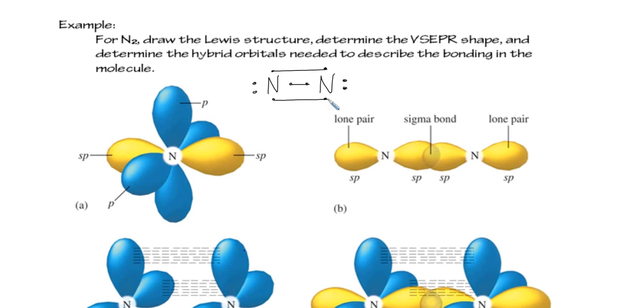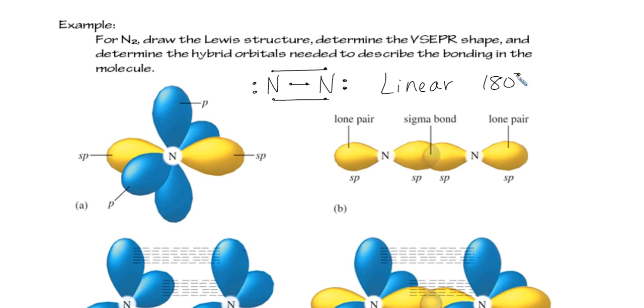Determine the VSEPR shape. Well, that's a piece of cake. Whenever you have a molecule with only 2 atoms, we have no other option but to see this as linear with a 180-degree bond angle. Now, sometimes that kind of stumps people, like, what's the center atom? Well, there really is no central atom. The only way you can connect 2 things is with a straight line.